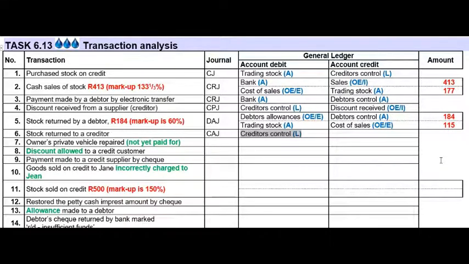And we will have less stock in our own storeroom, we have returned it to our supplier. In other words, trading stock is credited.